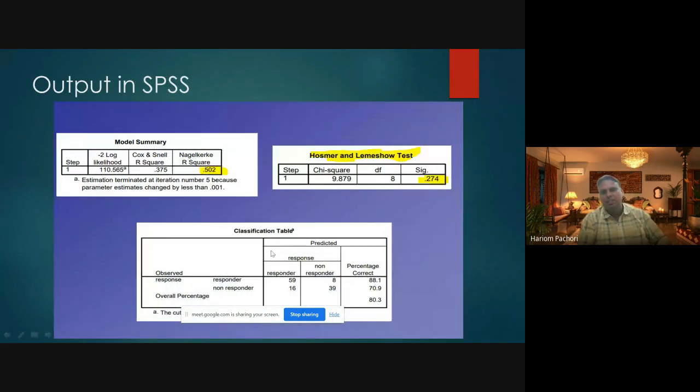So this classification table is telling you the sensitivity and the specificity. Sensitivity is 88.1%, specificity is 70.9%, and the overall fit is 80.3%.